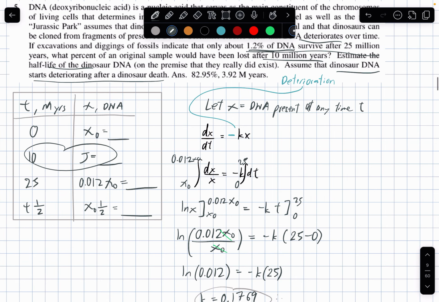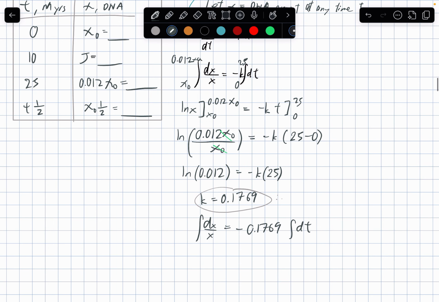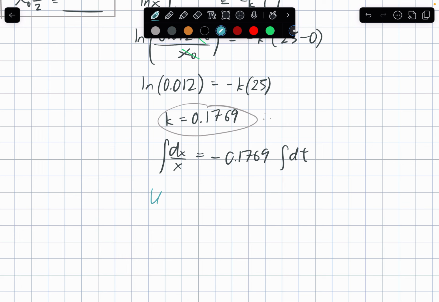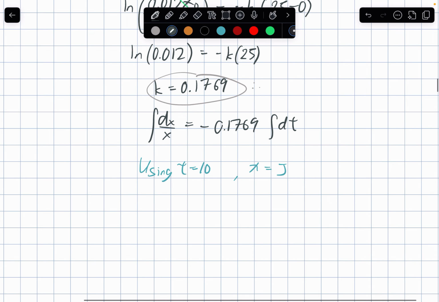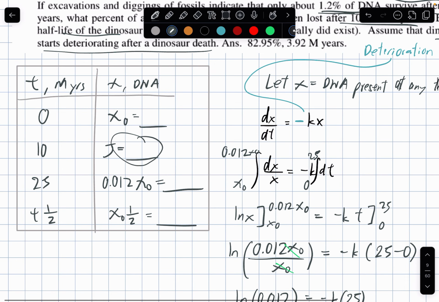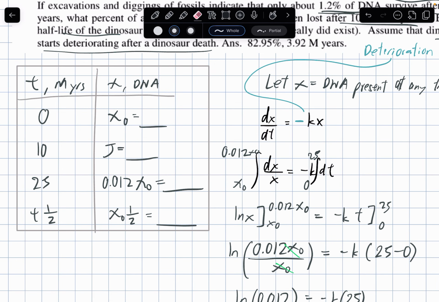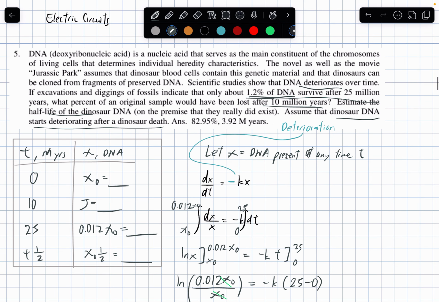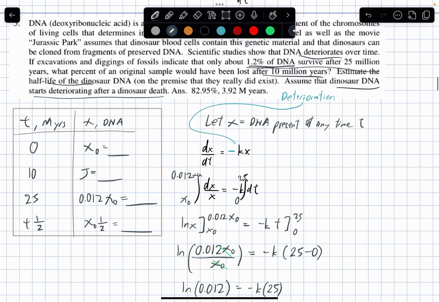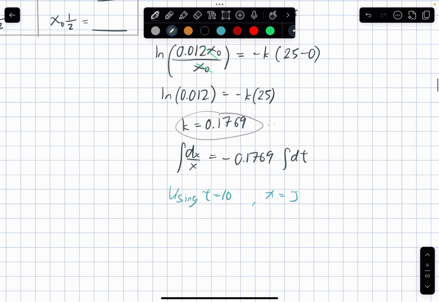Let's try to make use of this pair, using t is equal to 10 and x is equal to j. J is what we assign to this missing value. I think that's what we have to look for, no? The first question: what percent of the original sample? Well, this is just an instrument to the final answer.